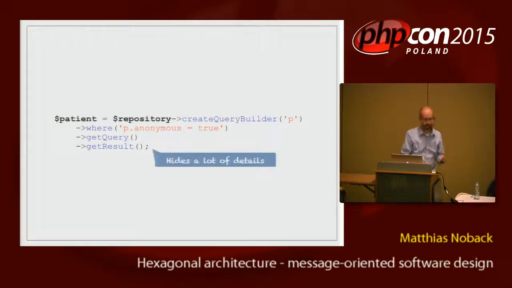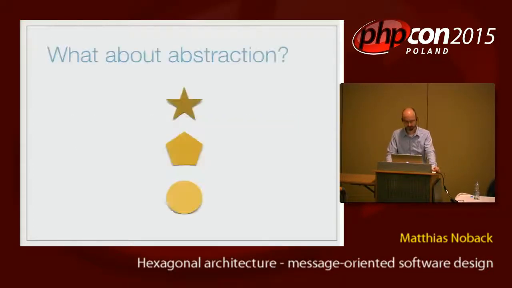Nowadays, we don't have to do all these things. We have libraries like Doctrine ORM, and then we can create a query builder, supply some where-something-is-something data, and then get a query and get a result. So this still hides most of the details about the database communication, because even the fact that PDO has been used is completely hidden from sight. And all the details about which kinds of databases need different ways of talking to them, well, it's all hidden for you. But what about abstraction?